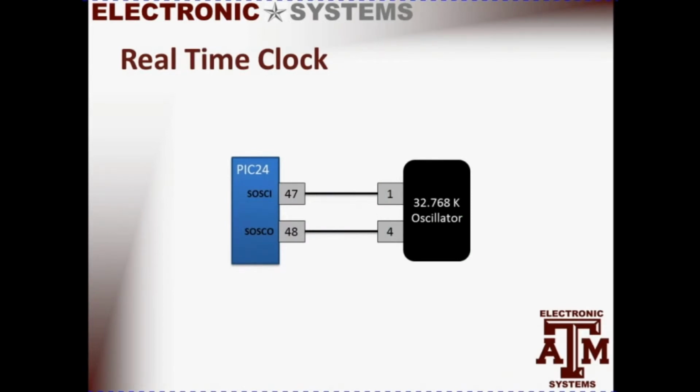On board the PIC-24 is a real-time clock module. To provide an accurate clock to the module, we use a 32,768 Hz oscillator. We chose this oscillator because it allows us to easily divide the clock down to a 1-second reference.